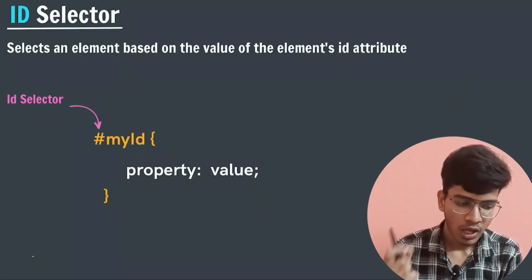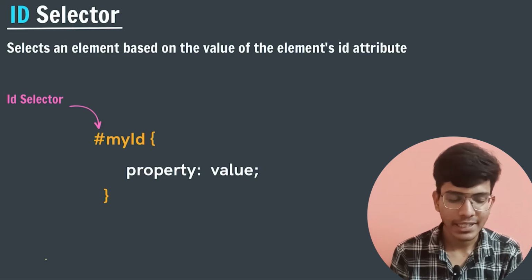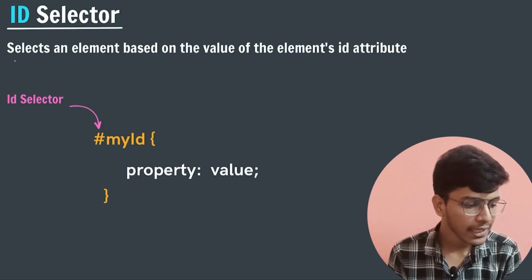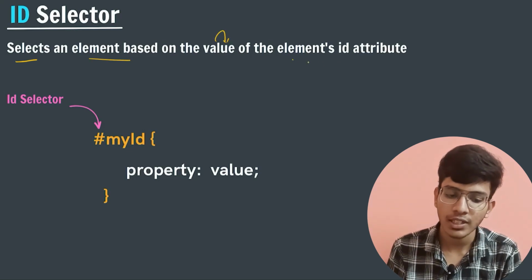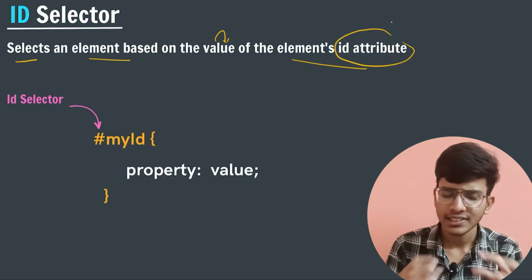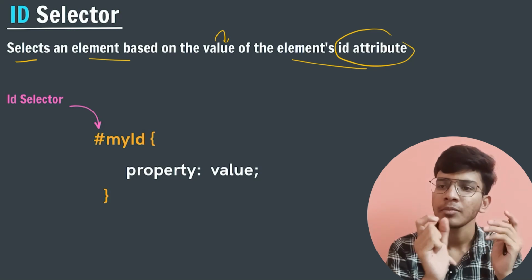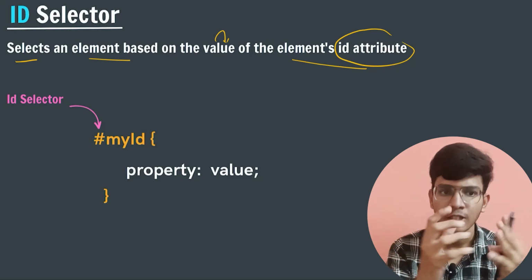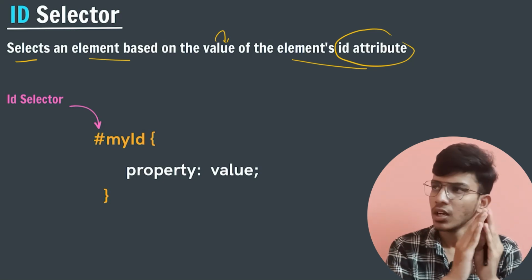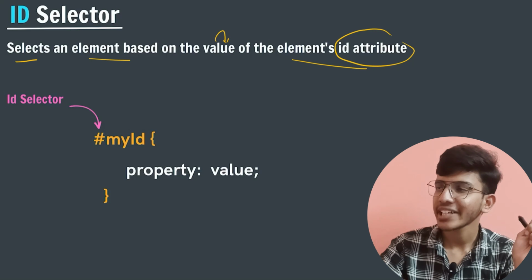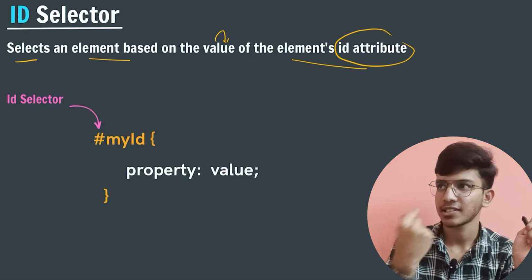Similarly, we have an ID selector, right? We have another concept called ID selector, and this selector will select an element based on the value of that ID attribute. So let's say I'm having 10 h1 tags, and I'm using a uniform styling for these 10 h1 tags using element selector. Now for the second h1 tag, I want to give separate styling.